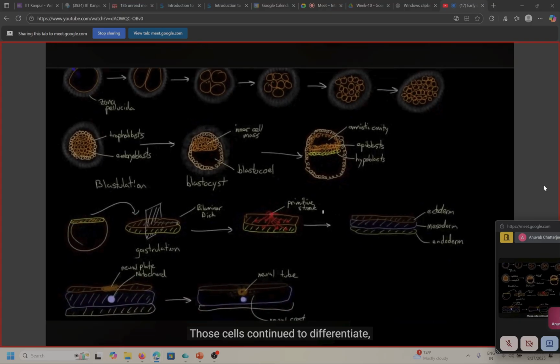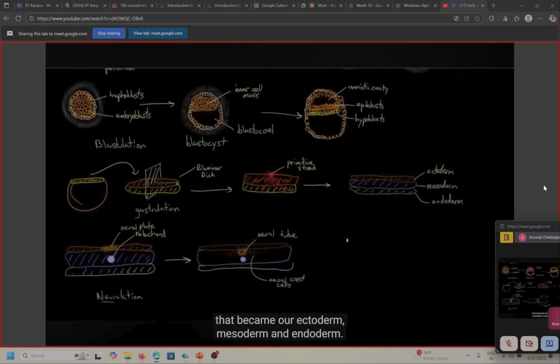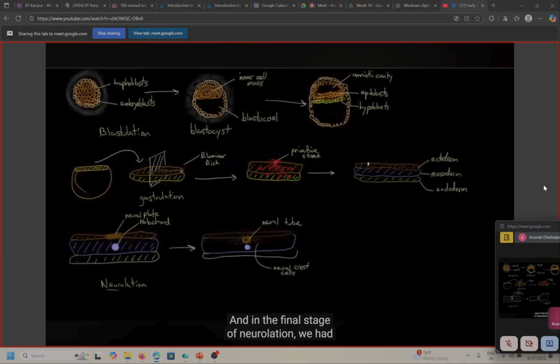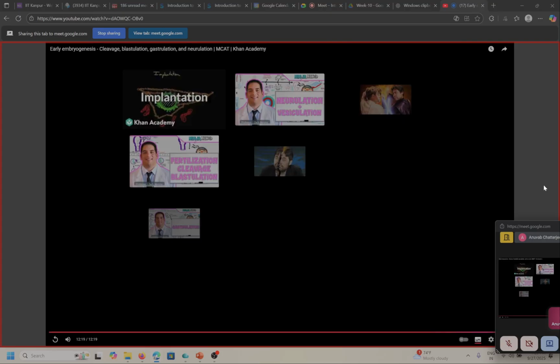Those cells continued to differentiate, and we formed a primitive streak. The epiblast cells dove into the primitive streak and started to differentiate into our three layers that became our ectoderm, mesoderm, and endoderm. And in the final stage of neurulation, we had development of a notochord, which induced a neural plate to form, and the neural plate dove into the mesoderm and formed the neural tube. Neural crest cells associated with the neural plate also went off into the tissues to further differentiate.